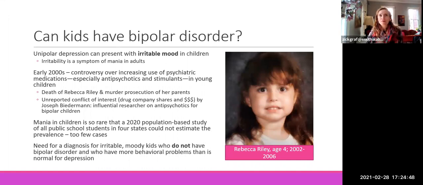So the last couple slides in this lecture address bipolar disorder in children and some of the fallout from controversies around bipolar disorder in children. So we know that in children, unipolar depression can present with irritable mood rather than sadness. And irritability, although it does happen in depression, it happens in GAD, it's more closely tied to manic mood states in adults. So because of this, there was a movement in the 80s and 90s towards diagnosing irritable, moody, unhappy young children, and especially young children who acted out a lot, with bipolar disorder.